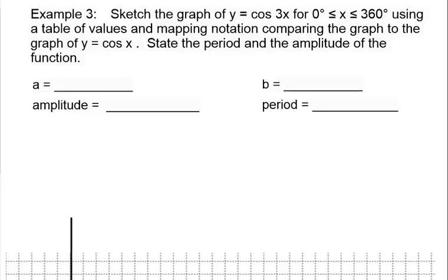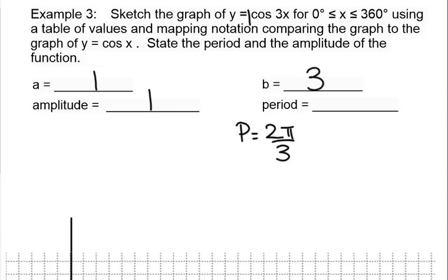So example 3, sketch the graph of y is equal to cos 3x from 0 to 360 using a table of values and mapping notation, comparing the graph to the graph of y is equal to cos of x, and state the period and the amplitude of the function. Well, with this, things we know, we have an a value of 1. If there's nothing written there, there's a value of 1 sitting out there. So if we don't have any change to our a value, that means our amplitude is still just going to be 1. In this case, we have a b of 3. So that tells us our period is equal to 2 pi divided by 3.